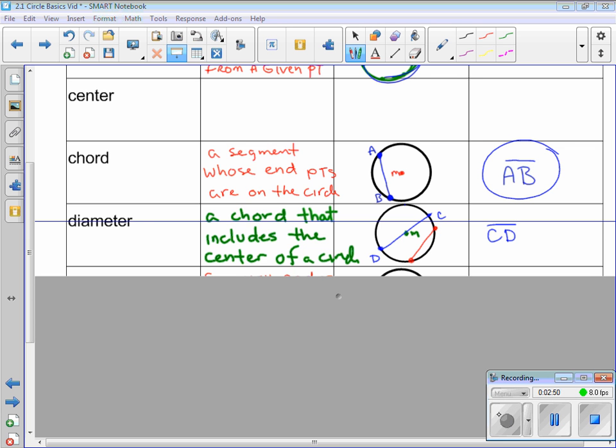Up next is diameter. It's a chord that includes the center of the circle. If you look at this drawing, you have a red chord over in this area, and you have a blue chord. That blue chord includes the center of the circle, so it's considered a diameter. It's a chord, so we call it diameter CD.